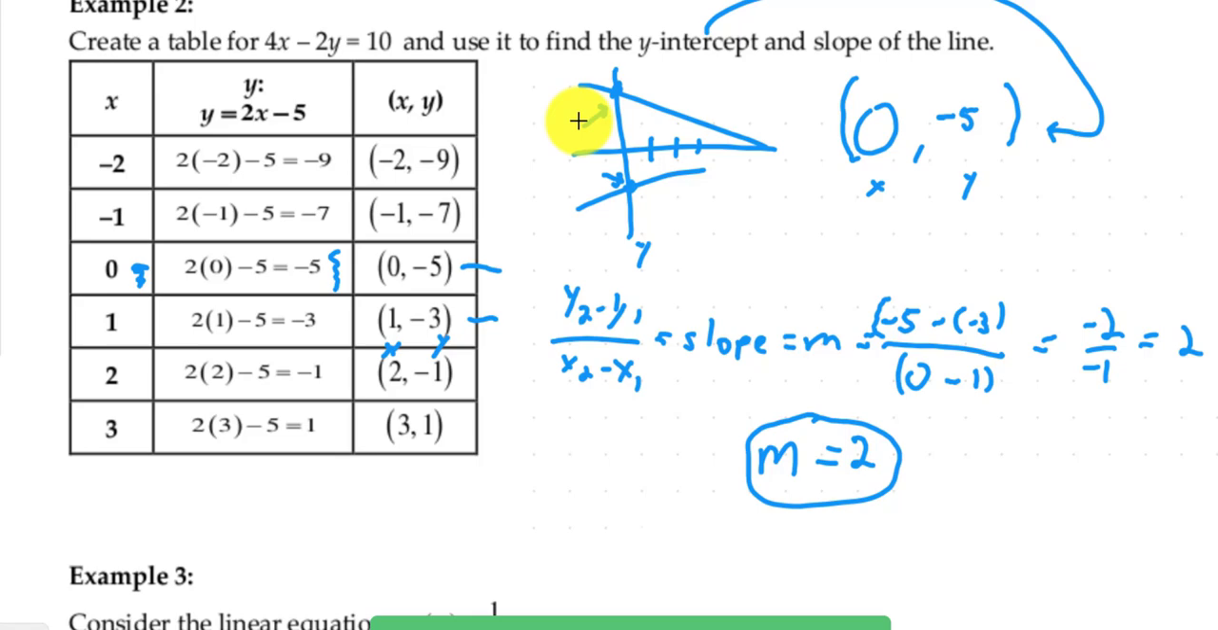So we've answered everything. The slope of the line is m equals 2, and the y-intercept is 0, -5. All right, I hope that helps. This is the first video for section 2.9. I will create a new video to help finish the rest of this packet momentarily. Thank you for watching.